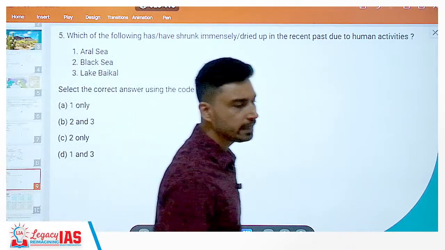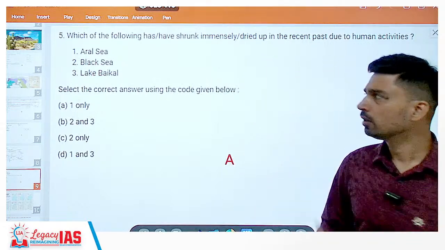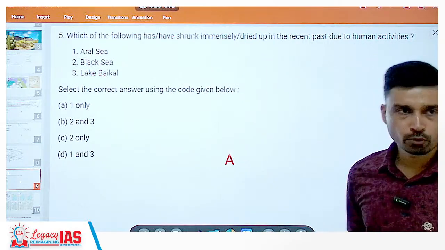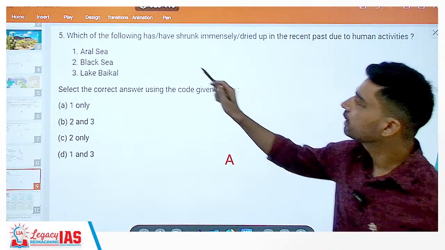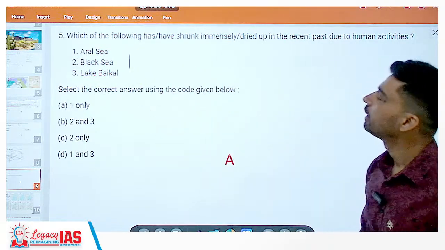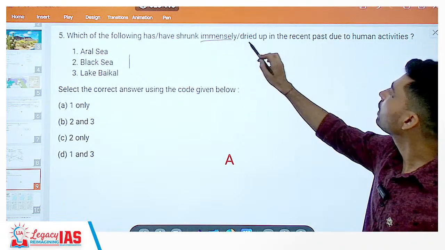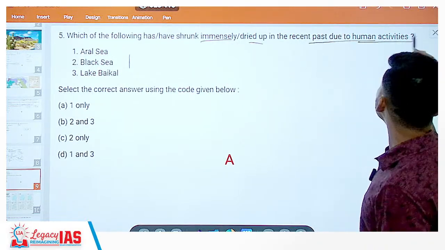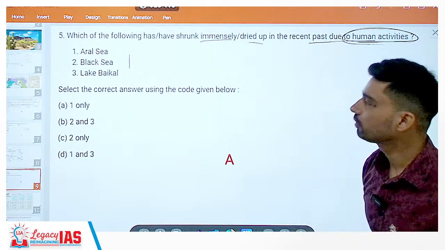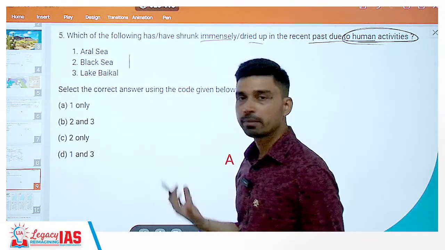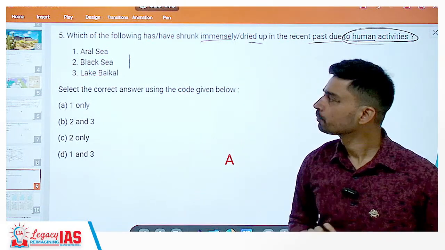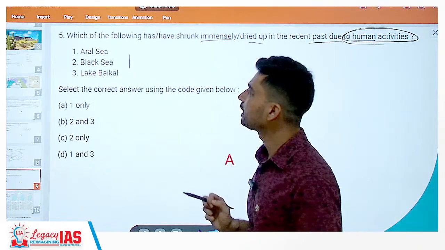Next question, again you can say it is a mapping question, more precisely a world mapping question, where it has been asked which of the given seas has or have shrunk immensely and dried up in the recent past due to human activities. The three options are Aral Sea, Black Sea and Lake Baikal. So you have to select which of these are the correct options.